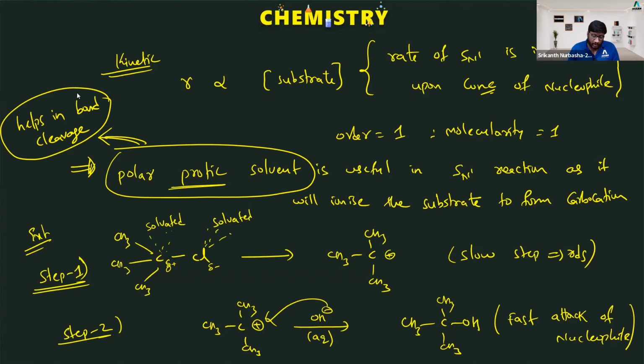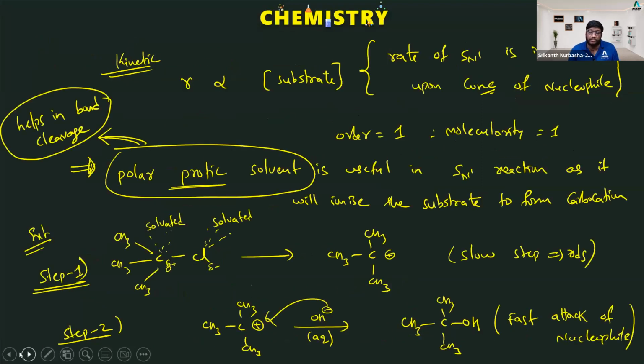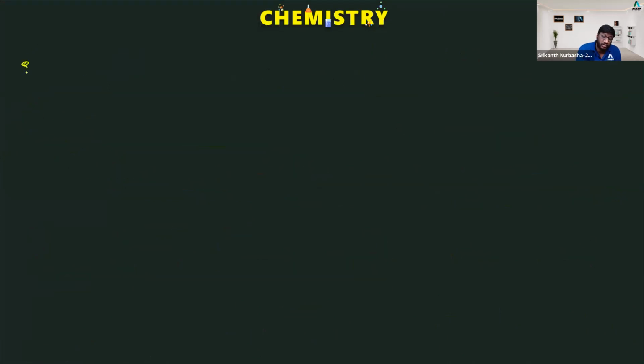So, SN1 and SN2 reactions. The SN1 reaction is a two-step reaction: the slow ionization of the carbon leaving group to form a carbocation. Carbocation formed means rearrangements are possible. Rate will be greater for 3 degree, then 2 degree, then 1 degree, then methyl halide. Rate will be greater if you have a better leaving group. Yes or no? Are all these points clear to everyone? These are very interesting points to understand, students. You can go with all these points and do different types of questions.